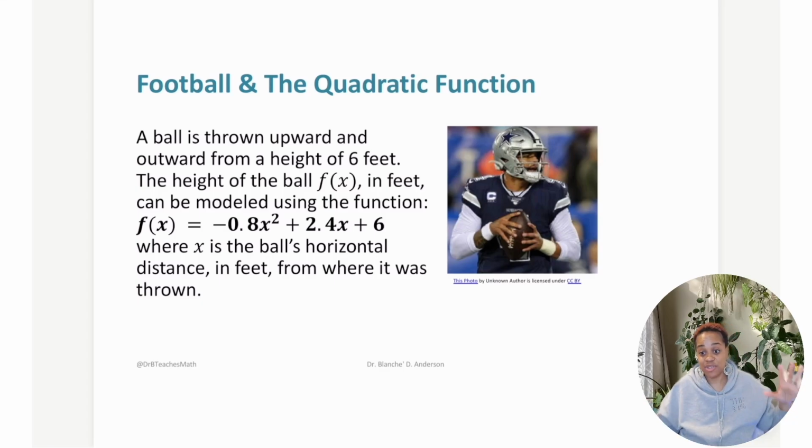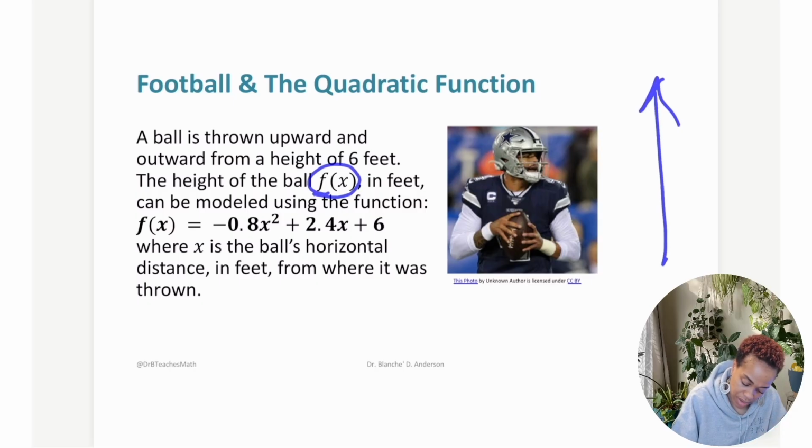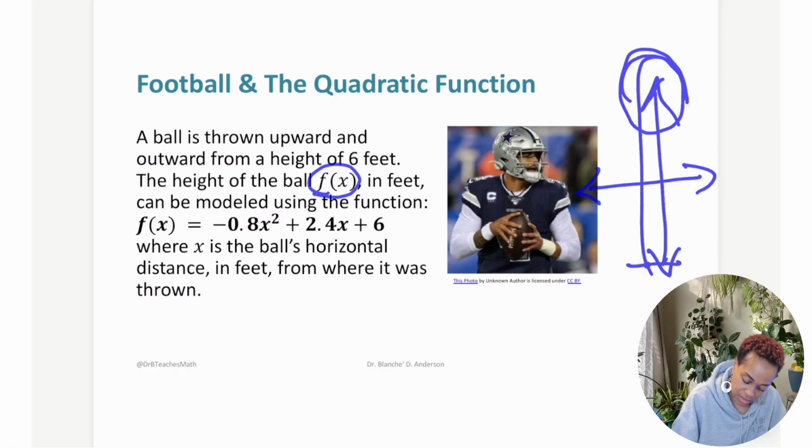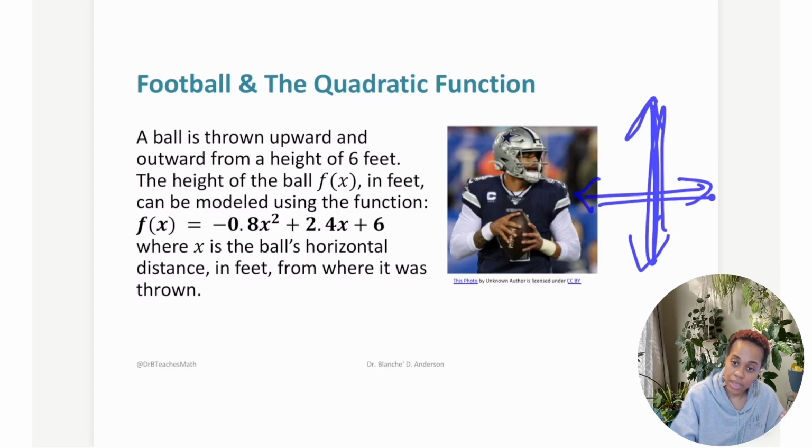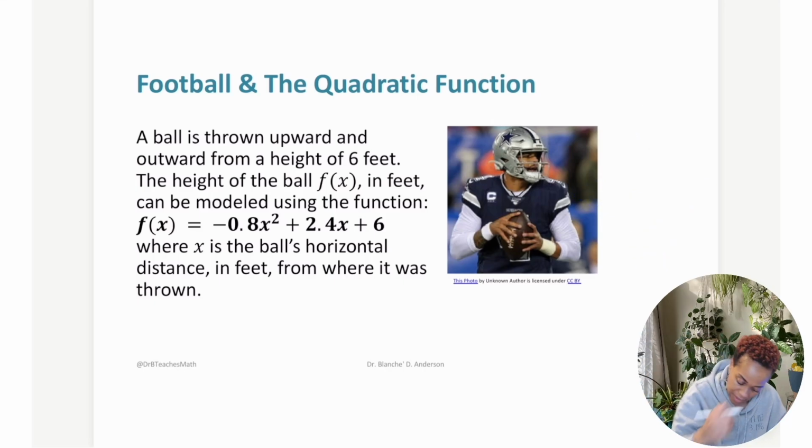Okay, so now let's do our little fun example. A ball is thrown upward from a height of 6 feet. The height of the ball represents f of x, which makes sense because remember when you're talking about your graph, max height is your y. Remember, the y-axis is up and down. The x-axis is across, okay? So the height of the ball is represented by f of x in feet.